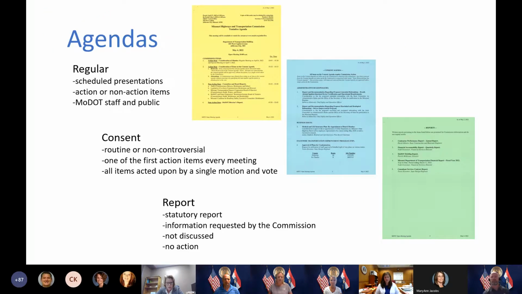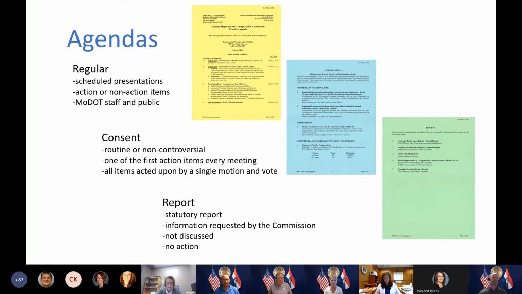Next slide, please. Thank you. Regular agenda. All issues on the regular agenda are discussed and debated in the open meeting. These items include reports and recommendations from MoDOT staff and scheduled presentations by members of the public, organizations, and sometimes elected officials. Presentations by people other than MoDOT staff are limited to 15 minutes. This time period allows 10 minutes for the presentation and 5 minutes for follow-up questions by the commission.